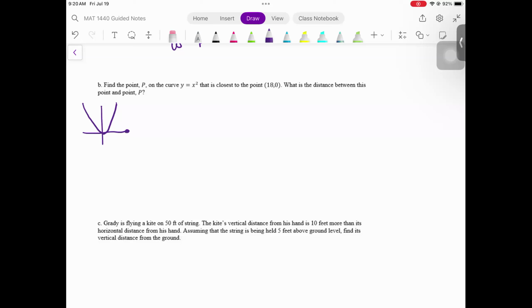So what we're trying to figure out is what point P on that curve has a distance between those two points that is the smallest. So we're trying to find the closest point, so we're trying to minimize distance. Since we're trying to minimize distance, that's using the distance formula. So we're plotting between two points, (18, 0) and our point P, we're just going to call this (x, y). Our distance formula is the square root of x2 minus x1 squared plus y2 minus y1 squared.